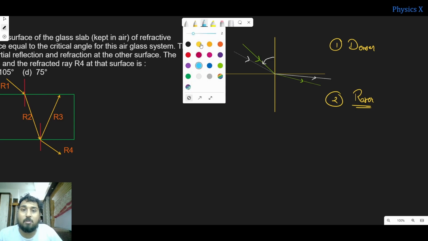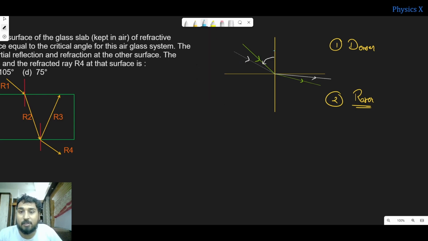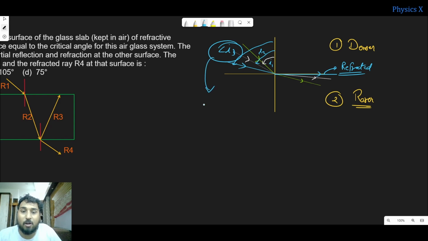Now again I increase it. This was the first angle of incidence, this is the second, I2. Now suppose I make the angle of incidence here, this is now your angle I3. Now what will happen? It will bend further away from the normal, and it will follow the surface path. This is your refracted ray now. So this I3 angle is what? It is the critical angle of incidence.